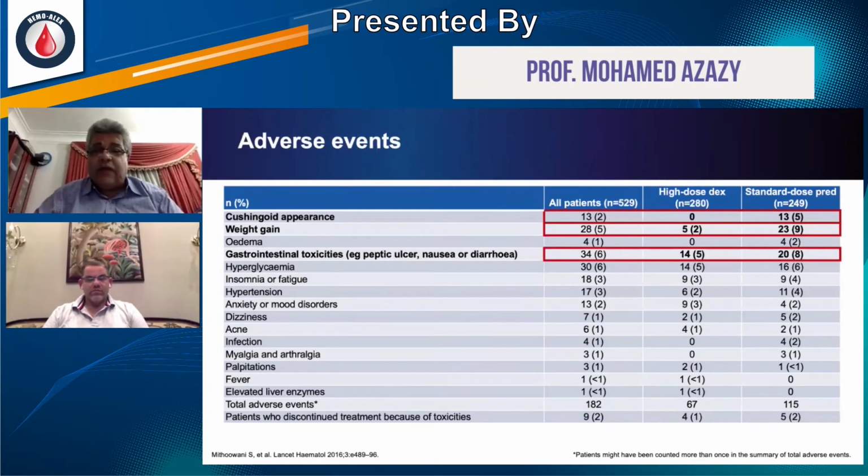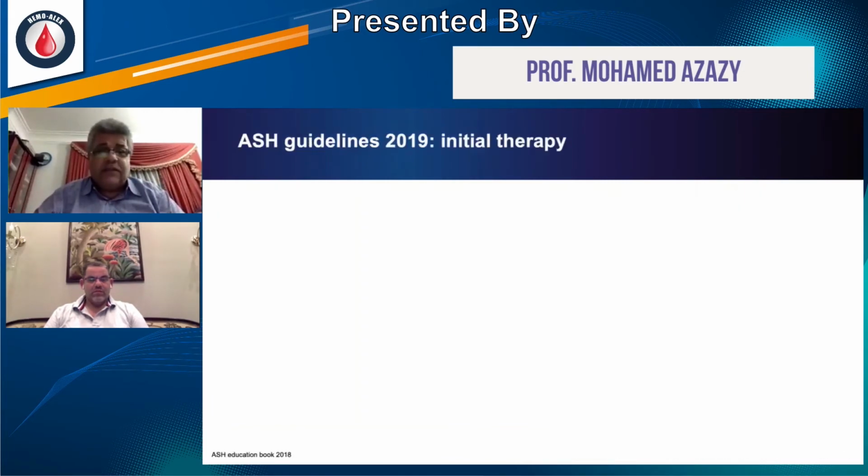What about the adverse events? The cushingoid appearance, the weight gain, gastrointestinal toxicity, peptic ulcer activation, and the lack of control of diabetes. You will find again that there is some difference between the DEXA group and the methylprednisolone group, sometimes in favor of the DEXA, while others are in favor of the prednisolone.